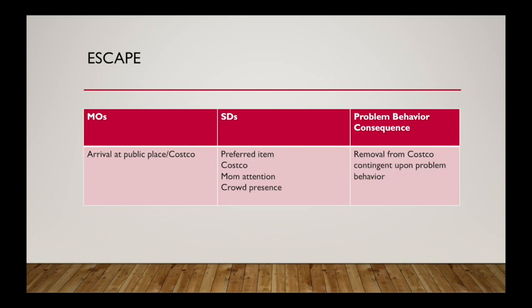Because strangers do not attend to the child in a natural setting, they will not be attending to the child in this condition. If the problem behavior occurs in this condition, the mother will remove the child from Costco without providing vocal attention.